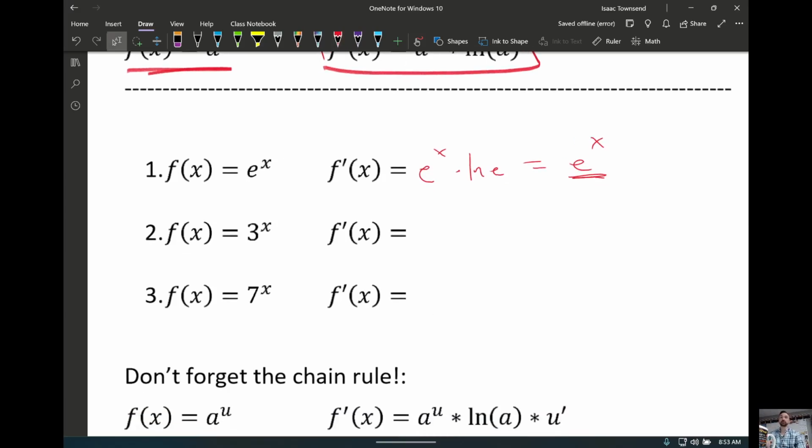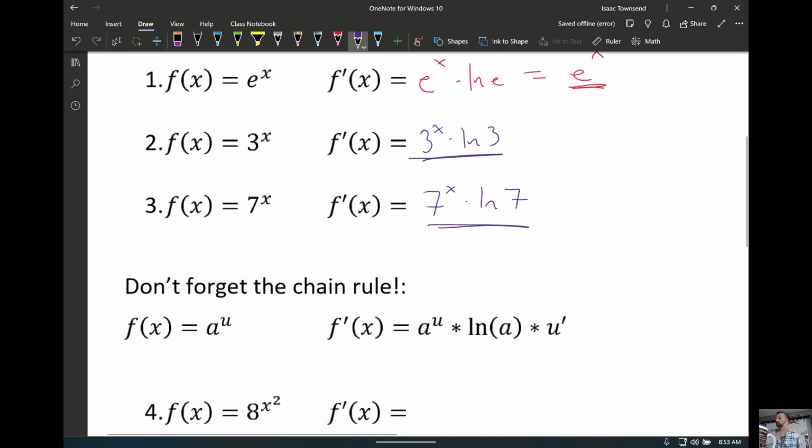now you already know how to do exponential functions. 3 to the x, its derivative would be 3 to the x times natural log of 3. 7 to the x would be 7 to the x times natural log of 7. Of course, natural log of 3 and natural log of 7 are not 1, so you would have to keep those as part of its derivative. So again, if you just think about e to the x being e to the x times the natural log of the base, you can extend that to any exponential function.